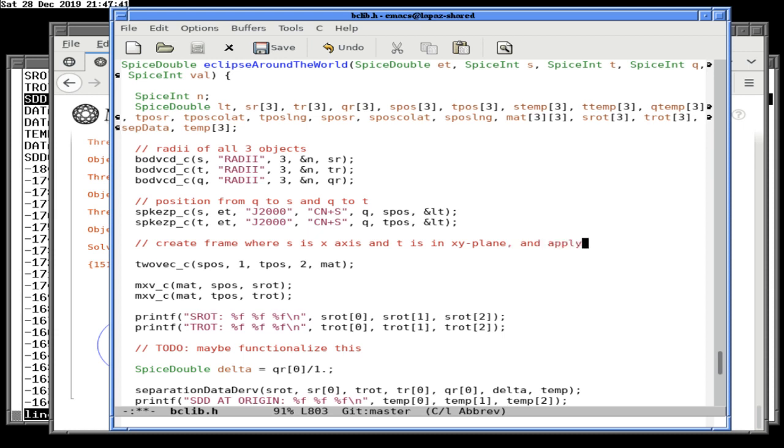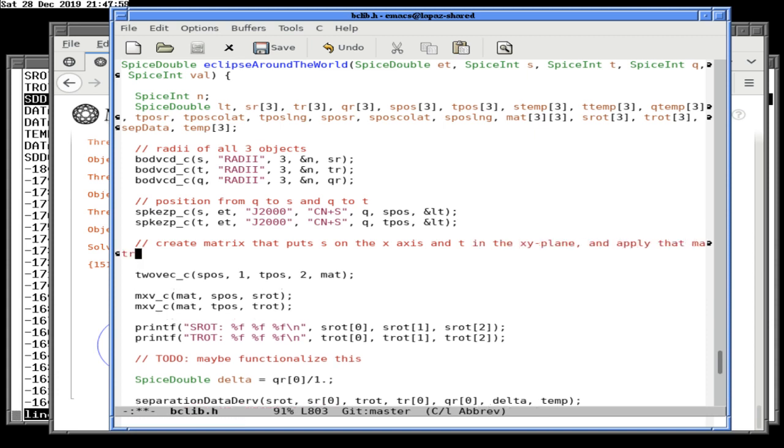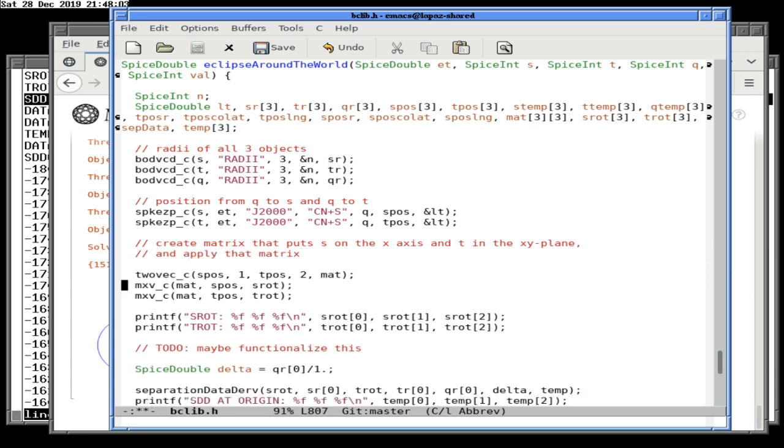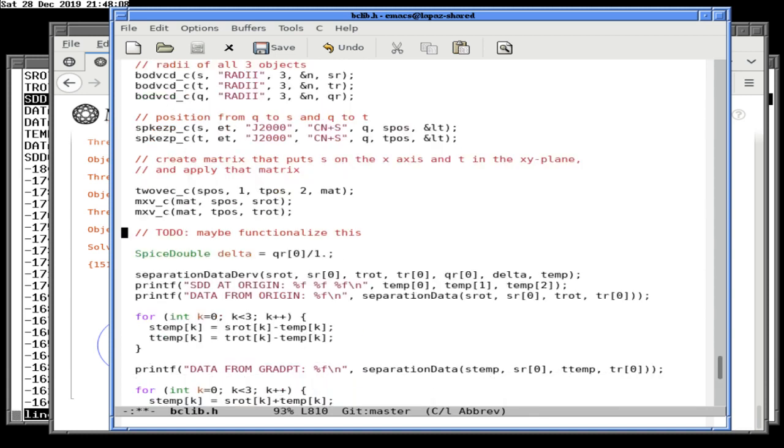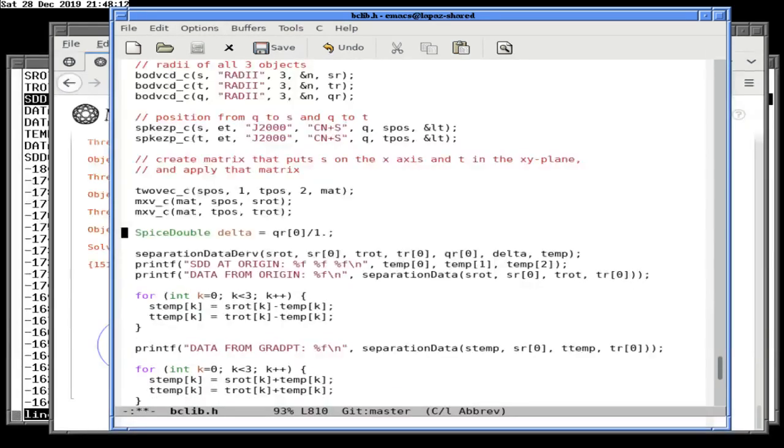And apply, we're creating a matrix is what we're doing, that puts S on the x-axis and T in the xy plane and apply that matrix to S and T, but I think that's kind of obvious. So we're doing that here, and we get S rot and T rot. We do not need to print that. I think I actually did functionalize that. I did that. I'm awesome.